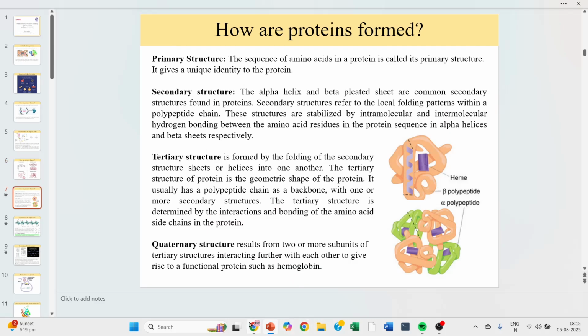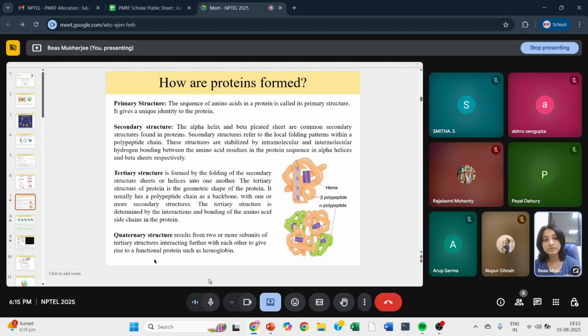Now in this slide, whatever I said just now has been explained better. The sequence of amino acids in a protein is called its primary structure. It gives a unique identity to the protein. The alpha helix and beta pleated sheet are the common secondary structures in proteins, and secondary structure refers to the local folding patterns within a polypeptide chain. These structures are stabilized by intermolecular hydrogen bonding in the case of beta sheets and intramolecular hydrogen bonding in the case of alpha helices.